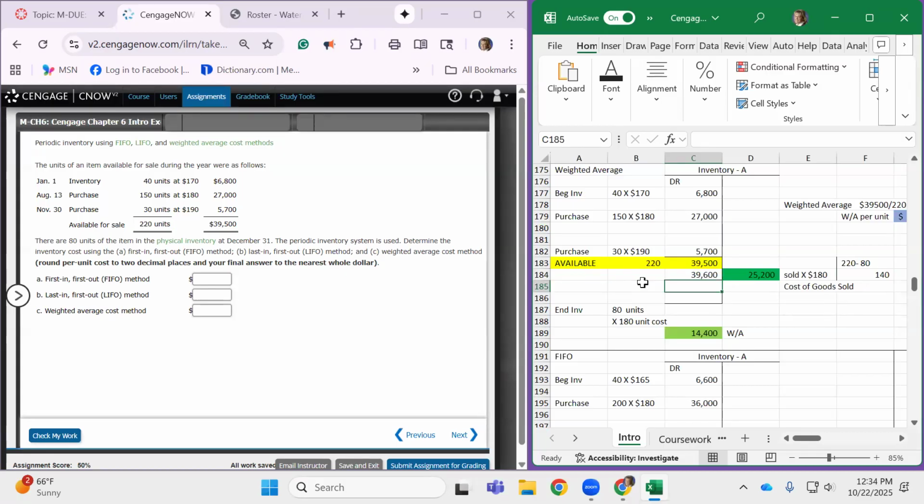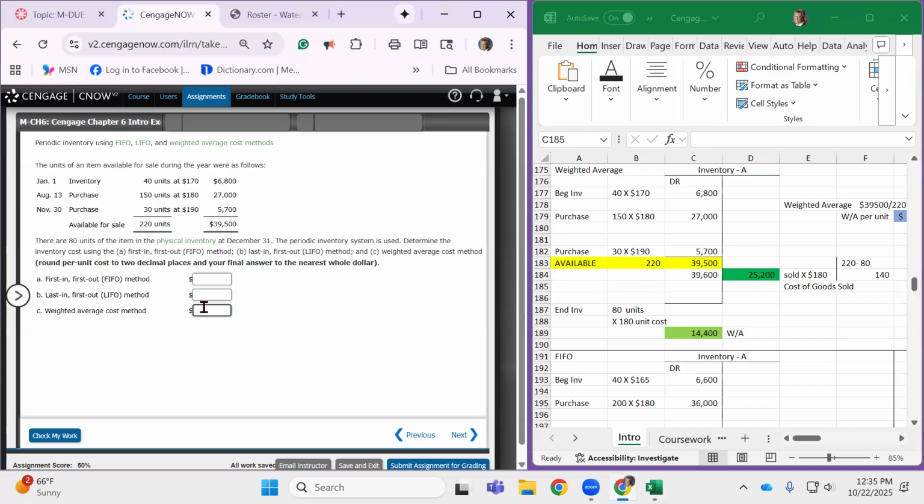If you add up all of what we bought, 40 items at 170 we had in the beginning, we bought 150 items at $180 cost, 30 items at $190 cost. We had 220 items all together with a total cost of 39,500. So when we got down to the bottom, we had 80 remaining. That means we sold 140 out of here. And those 80 times 180 gives you 14,400 in ending inventory. These two numbers must add up to what's available, always. That's why I have that check there.